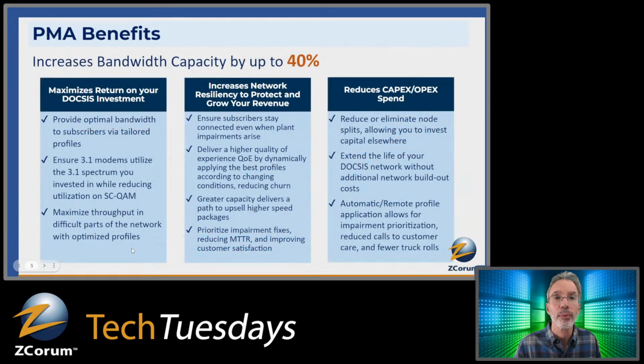So let me go back. Oh, here we go. Okay, so benefits on this. And I mentioned it can increase capacity by up to 40%. And that's been seen, I think Comcast, so they got to like 35, 40% when they were doing this.